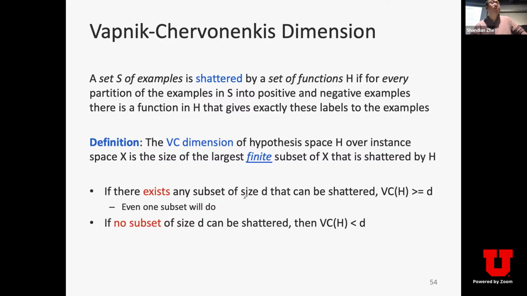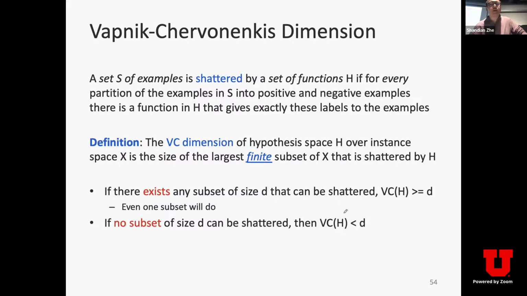Remember, this is an existence statement. It doesn't require that every subset of size D must be shattered. As long as you can find one subset of size D that can be shattered, then we claim that the VC dimension is no less than D. And the second point is that if there's no subset of size D that can be shattered, then the VC dimension is less than D. Does it make sense? Any questions so far?